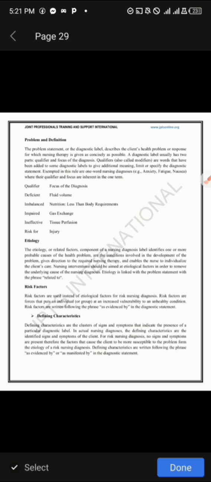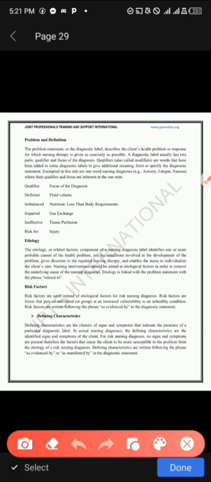Examples. There are examples of what I'm saying. When you look at this, we see anxiety, weakness, nausea, and so on and so forth. Here is the qualifier, and the focus is inherent in the one thing. Look at the example.